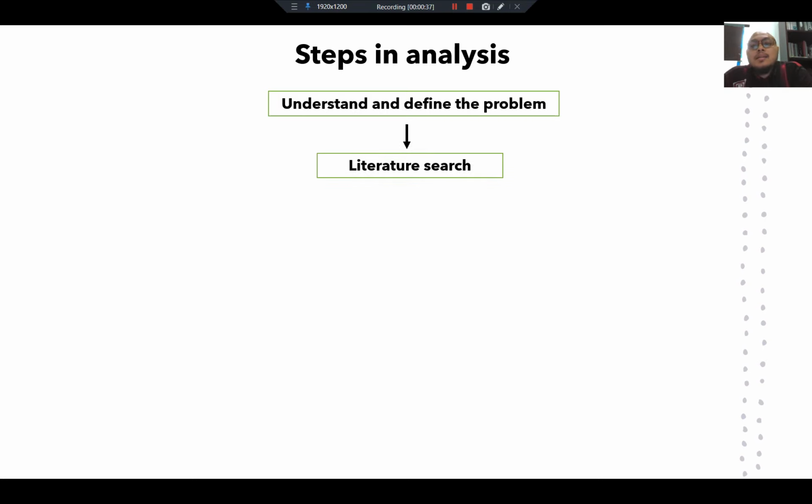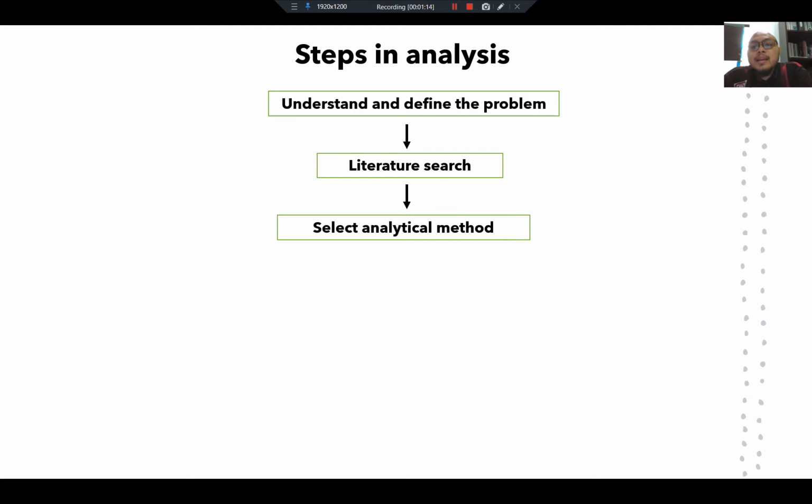The second one is the literature search. After you understand the problem that you have, you do the literature search. Normally, services labs will try to focus on finding the standard method, because the standard method is a procedure that has been accepted around the world, and most likely will be prioritized to be accepted in court as well.